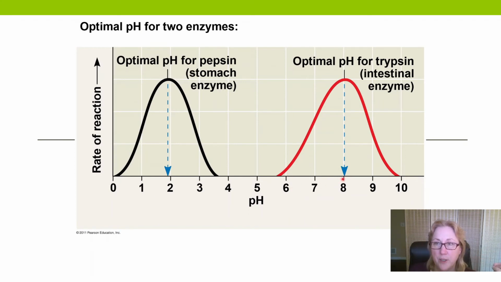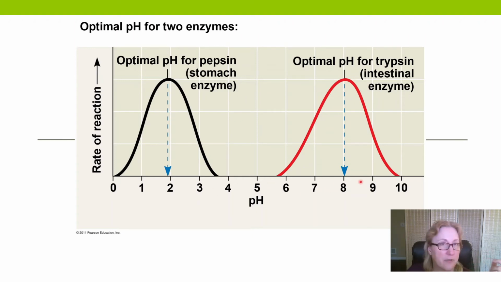pH is also important. In fact, we have two enzymes in our digestive system, one in our stomach, pepsin, and one in our small intestine, trypsin, that have similar functions. They both digest protein. Pepsin breaks large proteins into small peptides. That's why it's called pepsin. And trypsin breaks these small peptides into individual amino acids so that they can be absorbed. They're both breaking peptide bonds.